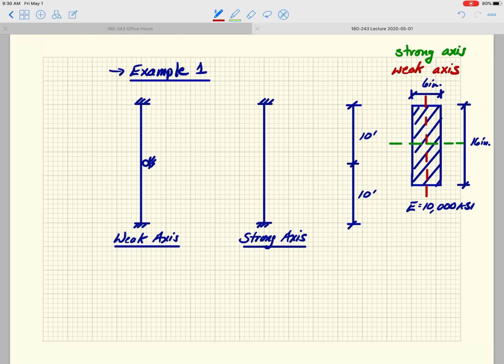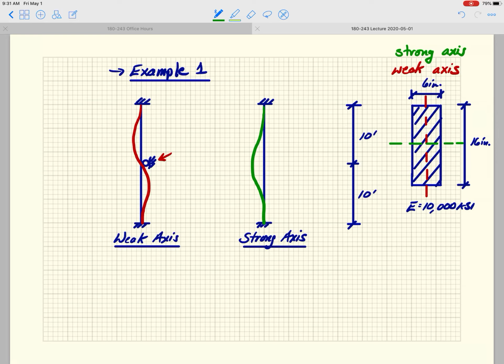Okay, so the column oriented perpendicular to the weak axis has an extra support here. So the buckling load of that column for the weak axis looks something like that. And then the column oriented perpendicular to the strong axis, so the cross section has a lot more moment of inertia in this area. So I don't need as many supports, and that is going to look something like this.